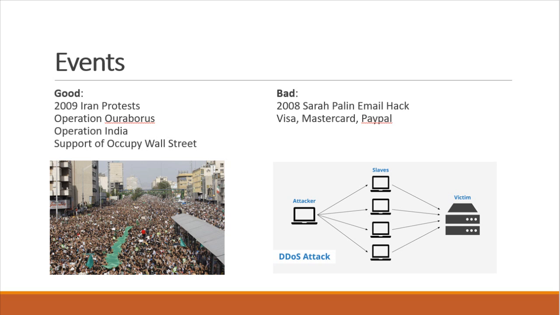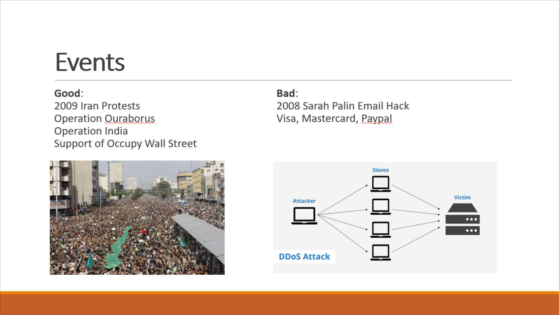For example, in 2009 they assisted in the electoral protests in Iran that helped civilians fight their cause. However, a year earlier they were found attacking Sarah Palin's email account during the 2008 election year, and by no means was that by one person. This singular event had hundreds of users log into her email and change the password.